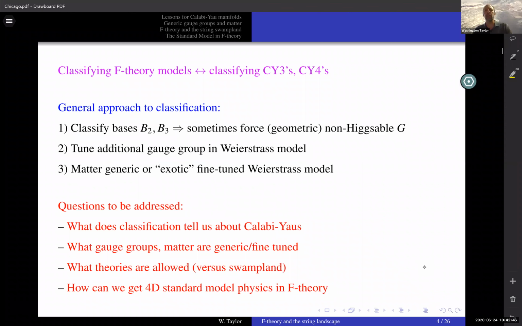What can we learn about Calabi-Yaus? What gauge groups and matter are generic or fine-tuned? What theories are allowed in this geometric construction versus not allowed? And how can we get standard 4D physics? So let me just talk a little bit about Calabi-Yau threefolds.